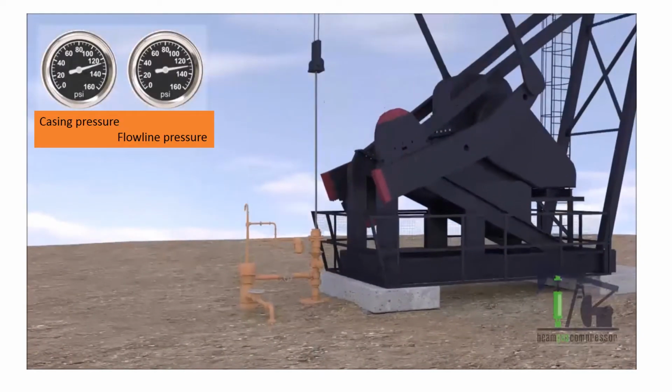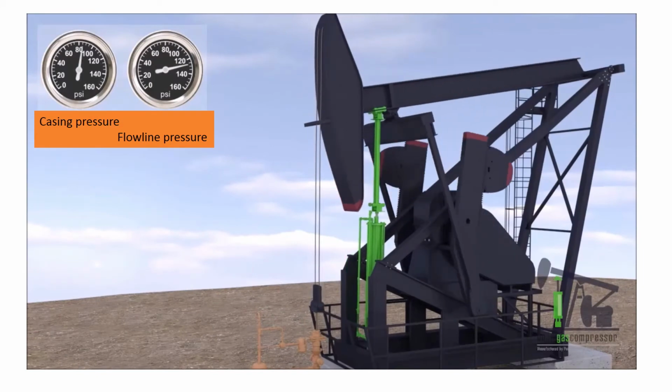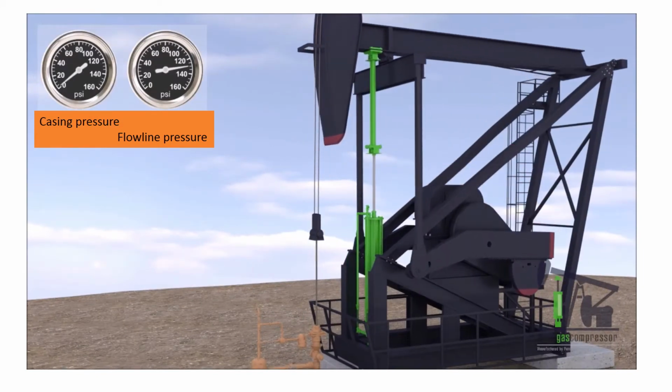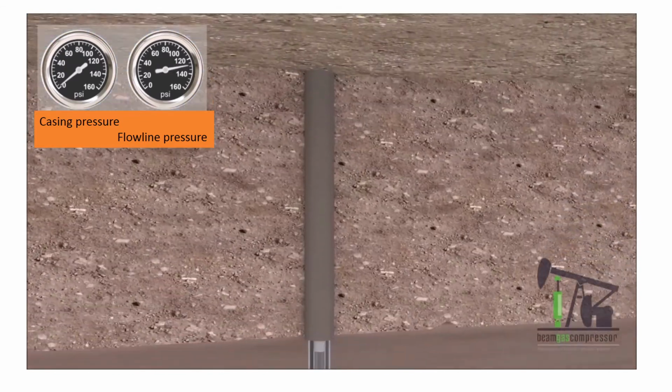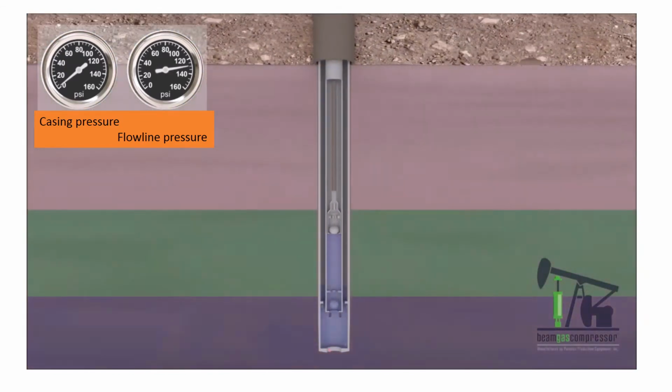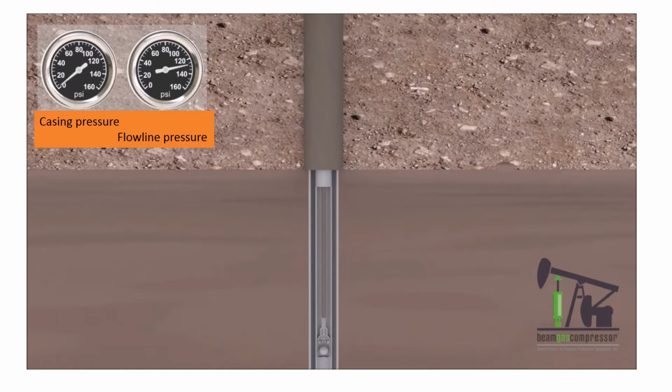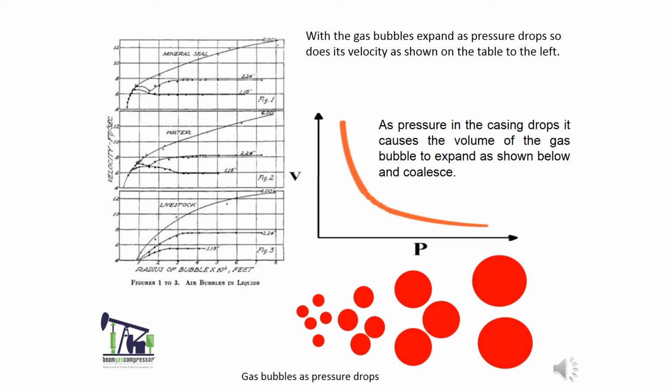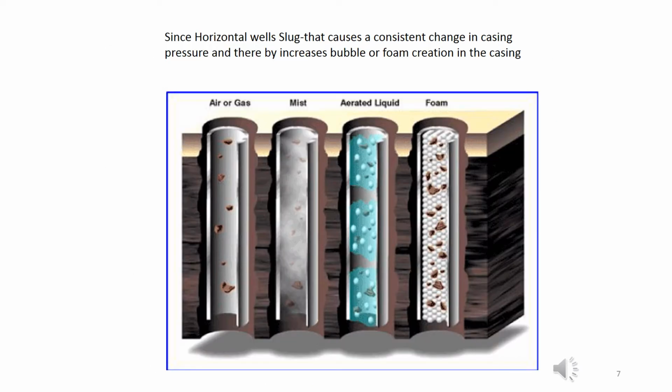What happens when you install a beam gas compressor, the casing pressure will now drop significantly in relationship to the flow line pressure. This differential will allow casing gas to flow up the casing as opposed to going into the pump. Now we know that as bubbles expand, as the pressure drops, their velocity will increase. Now as the velocity increases, these larger bubbles can carry fluid to the surface of the well.